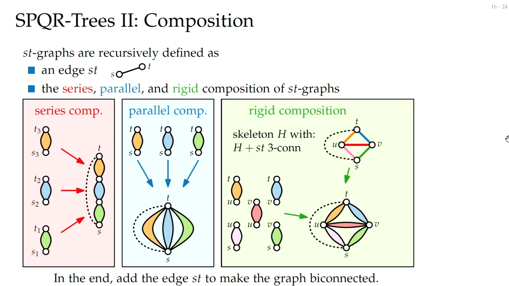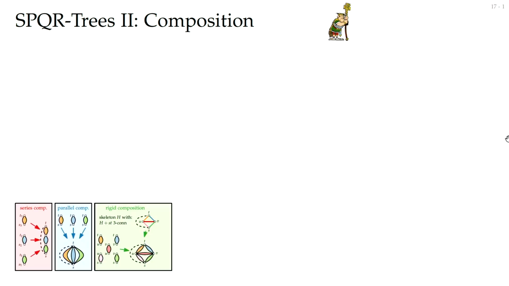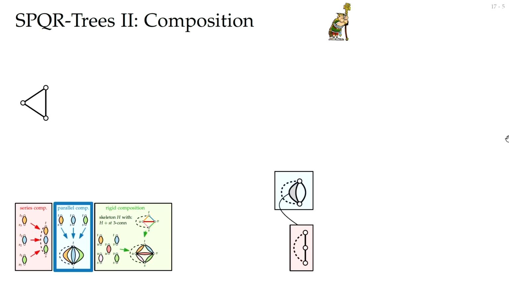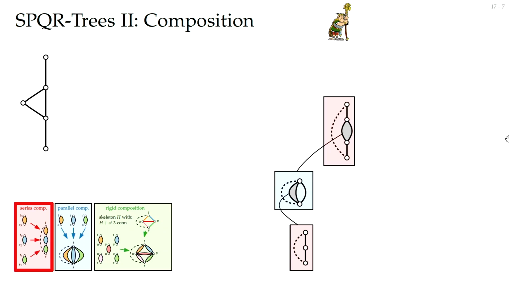Let's try to build the graph that we had using these compositions. So we start with just one edge or 2 edges. We glue them together. And now we can do a parallel composition. We put another edge here. Now we can add edges to the top and to the bottom with another series composition. Then we get this component.